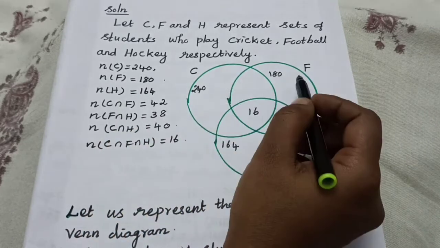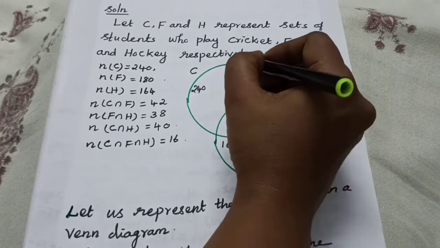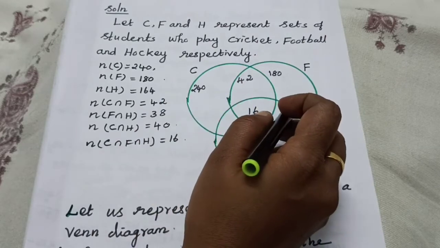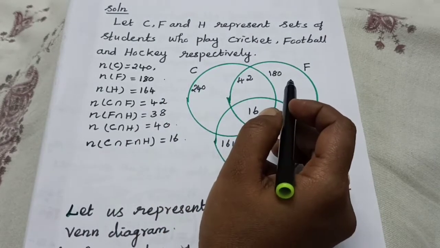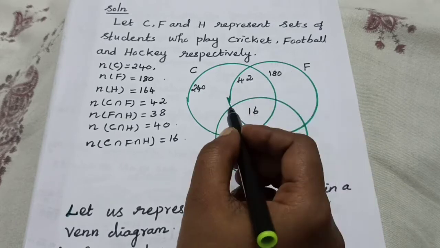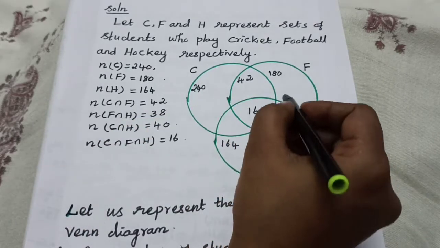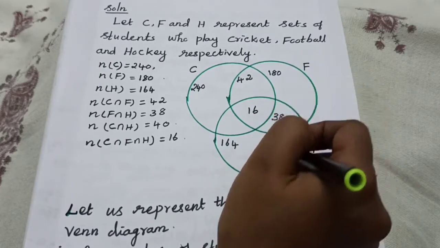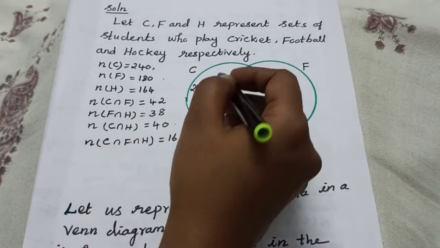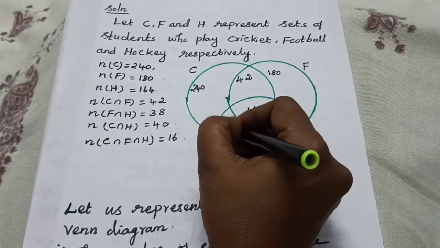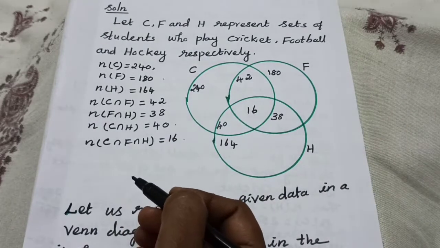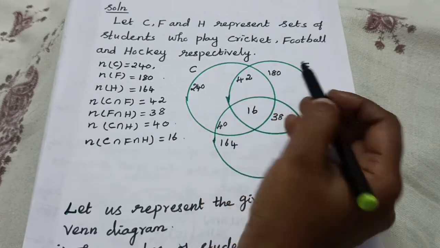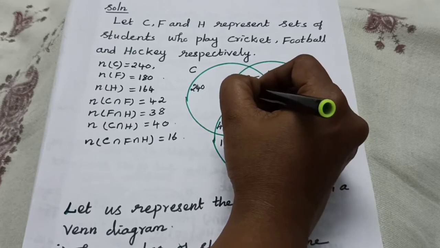Then C intersection F, that means cricket and football. How many of them play? 42. Very good. Then football and hockey: how many of them? 38. Then cricket and hockey, how many of them? 40. That one we have to write here. Okay. Then here, only cricket and football: how can we find it? Here minus 16.